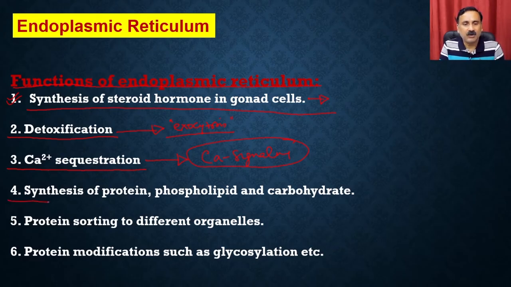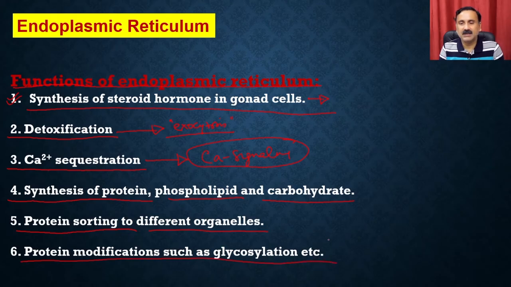Then it is also important for the synthesis of proteins, phospholipids and carbohydrates. It is responsible for protein sorting for the different organelles, and it is also responsible for protein modifications such as glycosylation. Some of these things are very complicated, and we are not going to discuss them. For example, glycosylation itself is a big topic, so we are not covering it in detail in this particular course.